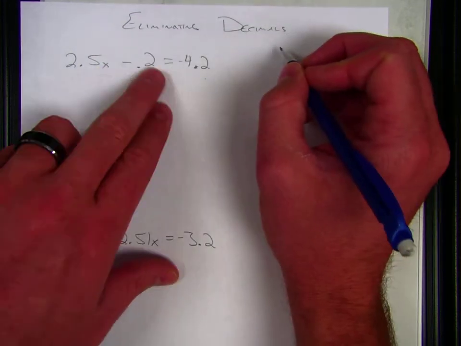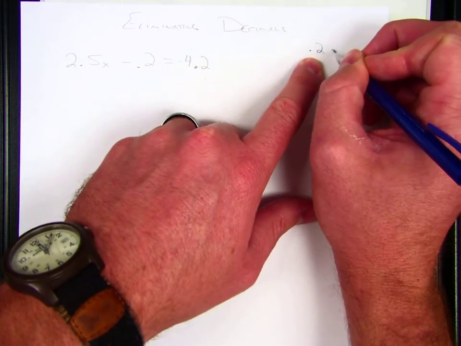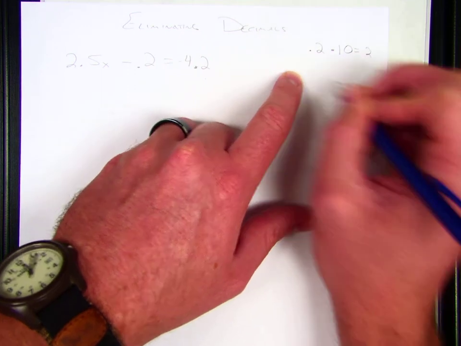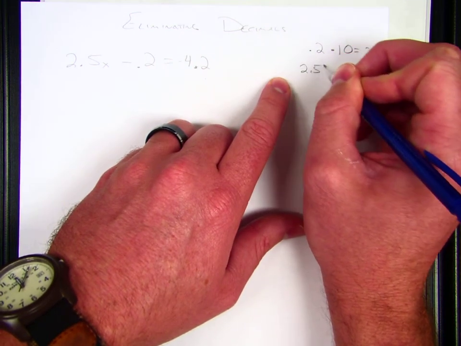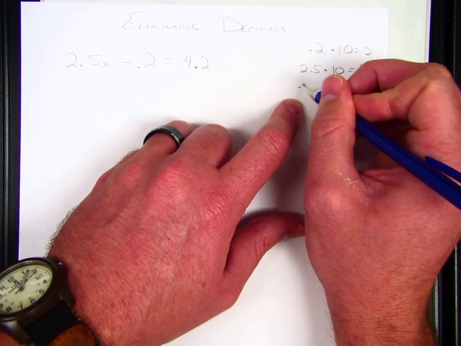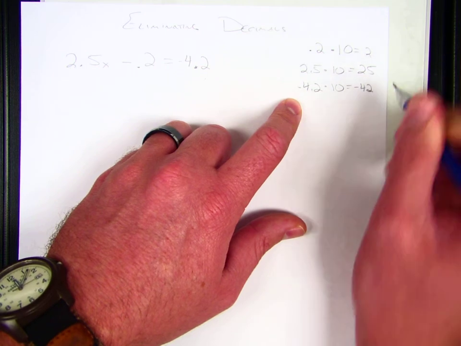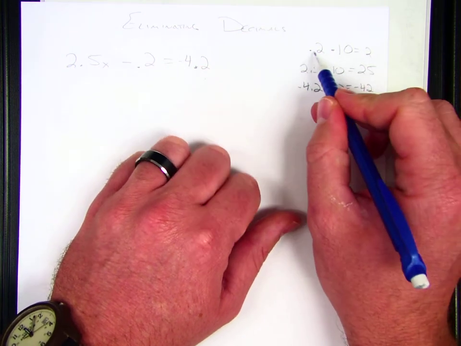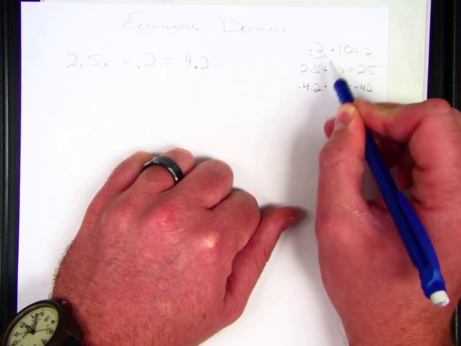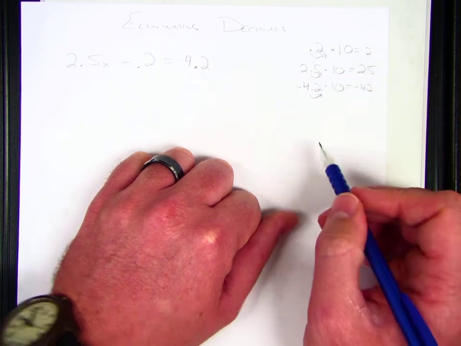I'm going to bring my 0.2 over here to the side just to illustrate an idea. We know that when I multiply 0.2 times 10, you can throw in the calculator if you don't know, but basically you end up with 2. If I were to do 2.5 times 10, I end up with 25. And if I were to do negative 4.2 times 10, you end up with negative 42. I'm just doing this to illustrate the idea that when you multiply a value by 10, we should see the pattern that the decimal is just moving one place to the right. So that illustrates it, if you weren't already aware of that.